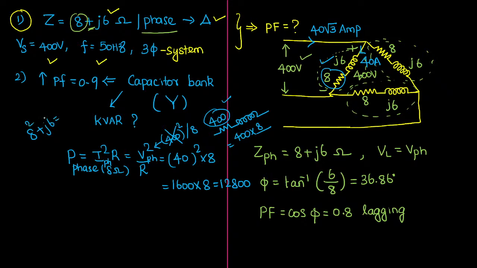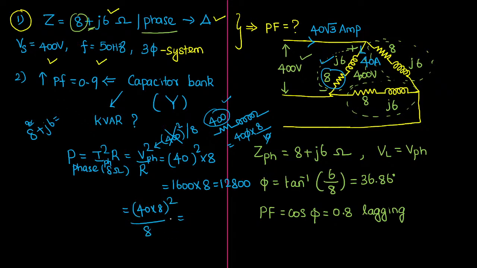Magnitude means under root of 8 square plus 6 square. It will be 100 square root, which becomes 10. So I can keep 10 directly. If we cancel it, it will become 40 into 8. So in the numerator, I have to keep 40 into 8 whole square divided by 8.